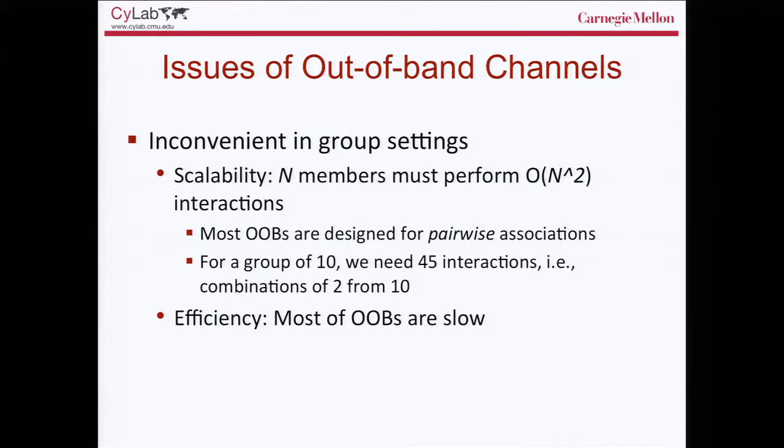So some issues with out-of-band channels are they can be somewhat inconvenient in group settings. They're often set up for pairwise interactions, right? So at a group of 10 people, if we want to support a group from 2 to 10 people, you need 45 interactions. Right? This can take some time. This can be slow.